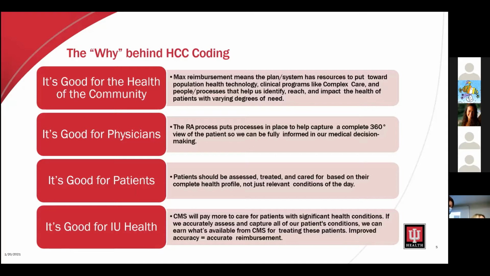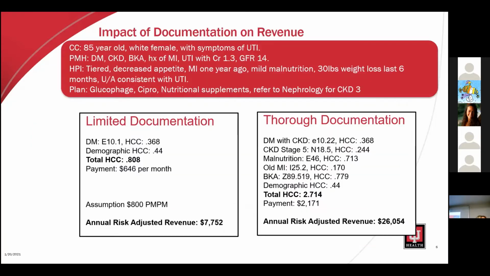CMS will pay more to care for patients with significant health conditions. So if we are accurately assessing and capturing all of our patients' chronic conditions, we can earn what's available from CMS for treating these patients. Improved accuracy means accurate reimbursement, which again ties back to having those funds to put back into programs that benefit our patients' overall well-being. So the impact of documentation on revenue, you can see this is just an example.